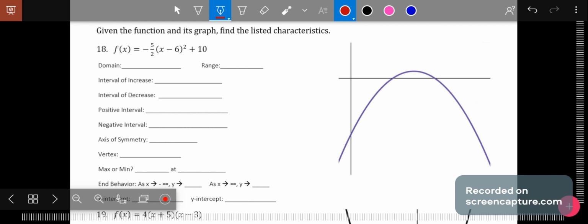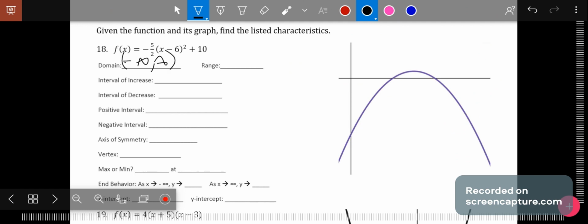More values here. If I'm given the function, we want to make sure that we can find all of these different values. So you would plug this into Desmos and find each of these. So if we have negative 5 halves times x minus 6 squared plus 10, we see that's in vertex form. The first question that they're asking me is the domain. Without thinking, you should know that that is negative infinity to infinity.